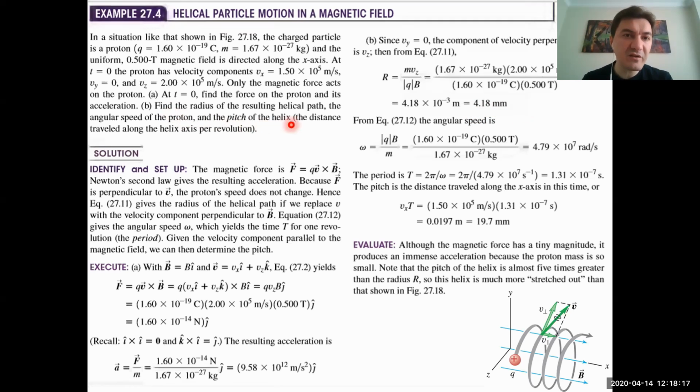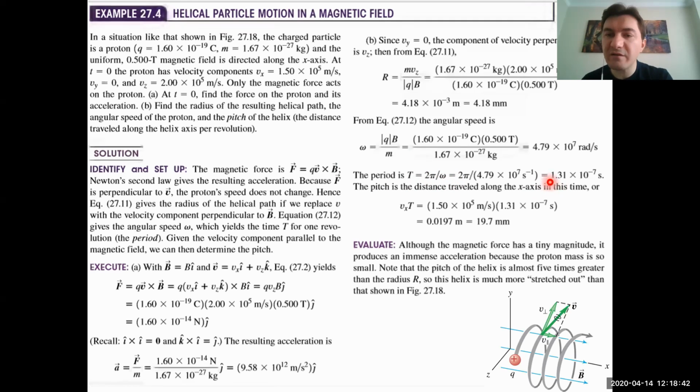Another question is the angular speed of the proton, which is also given by that expression. We have done it in previous transparencies. q times B over m. q is known, B is known, m is known, then omega is 4.79 times 10 to the 7 radians per second. We can find the period with that expression, 2 pi over omega.